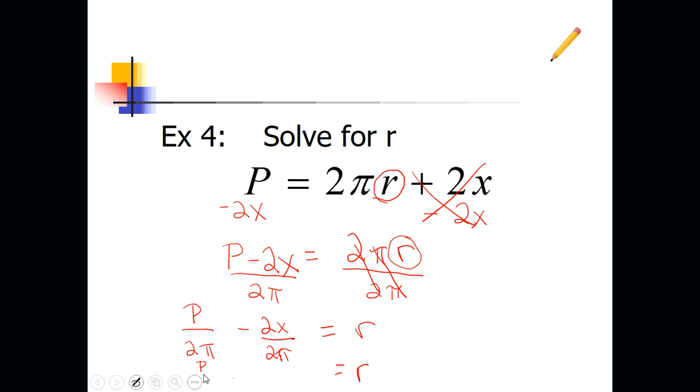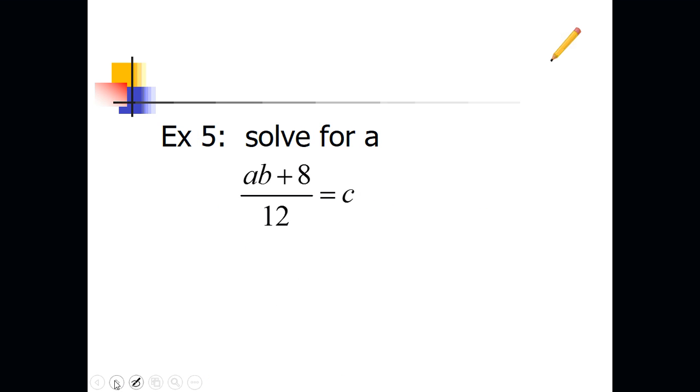Try not to select that. P over 2 pi, there we go. And then minus, and over here you do have a 2 over 2, see that? Here you'd have x over pi when we simplify that, okay? So the simplifying is really what kind of gets tricky when we go ahead and solve these equations for specified variables. Now let's try number 5.